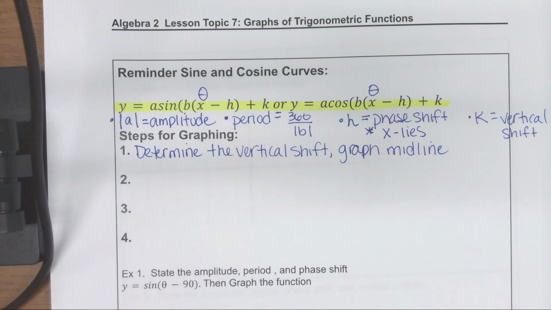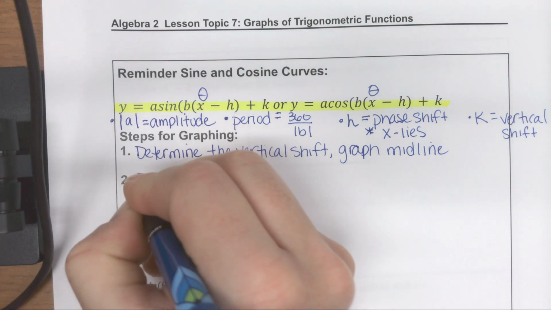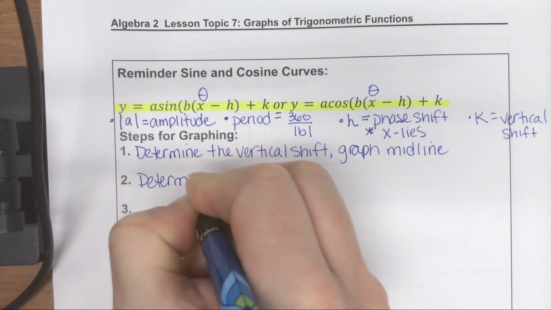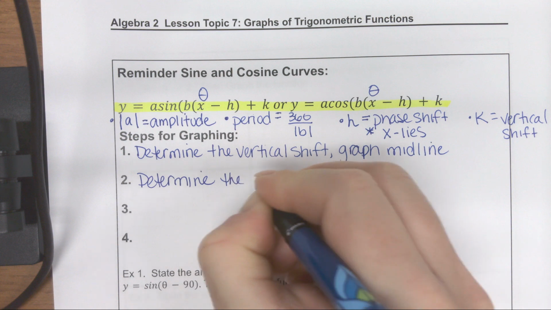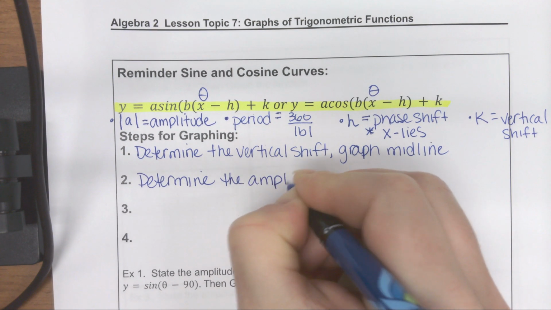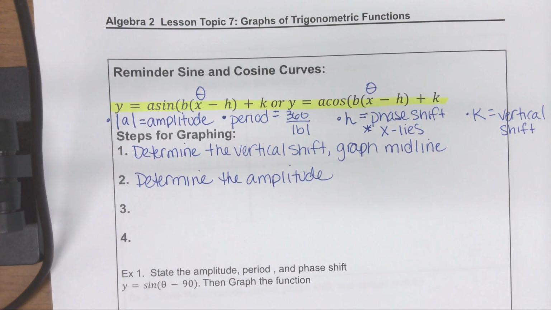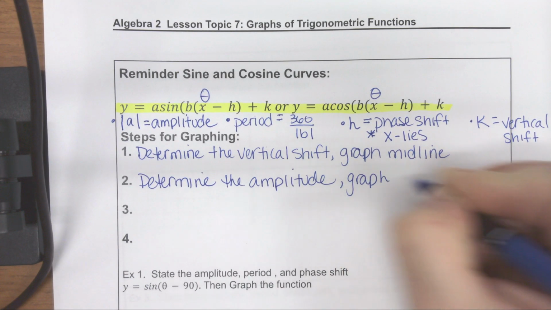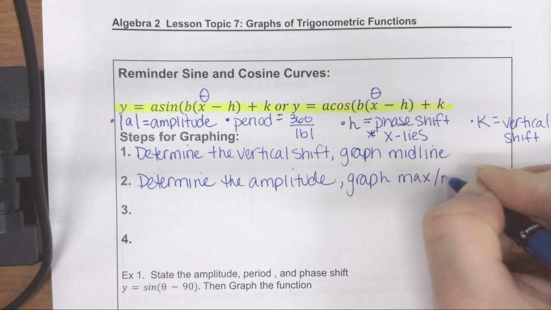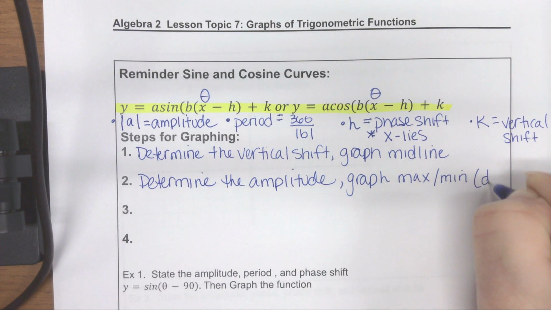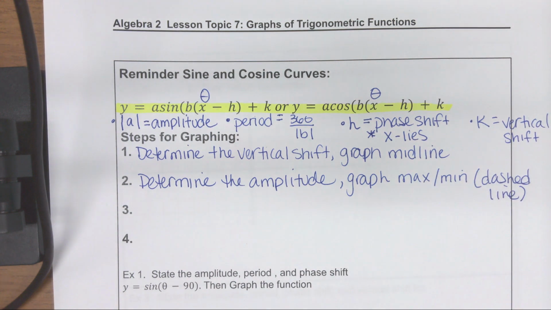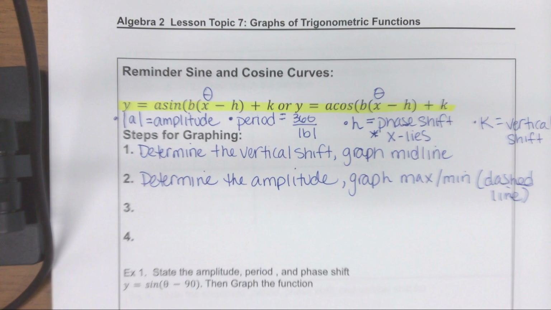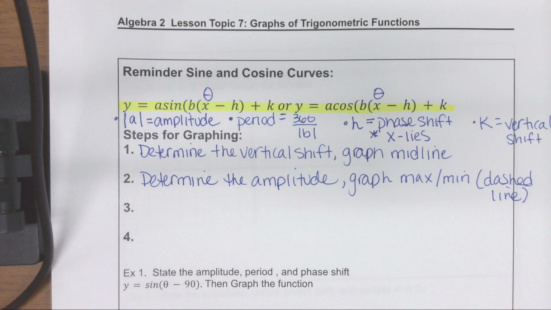Number 2. Then I'd like you to determine the amplitude, and from that we're going to graph the max and min, and to do that we're going to use a dashed line, and that's just going to help us see, hey, how high do I need to make my curve and how low do I need to make my curve. That comes from the amplitude.